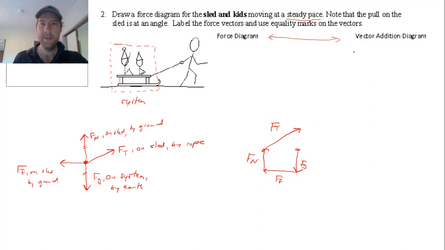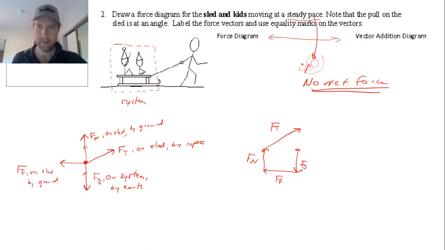Now wait a second. This is a steady pace, so there should be no net force. However, this vector addition diagram starts here and ends here, and that suggests there is a net force. In this case, it suggests that there is one upwards. So I've done something wrong here. But this is the point. I made this question hard on purpose, so you would be thinking about that.